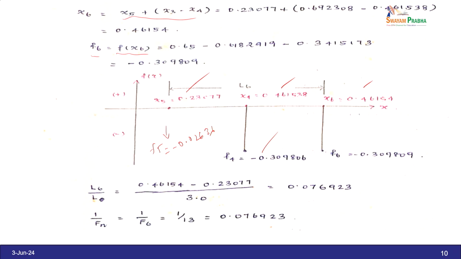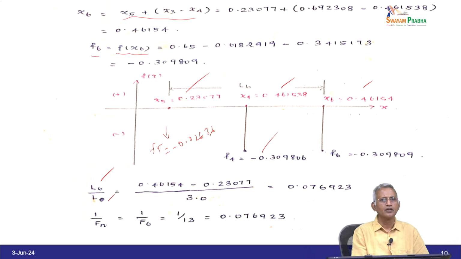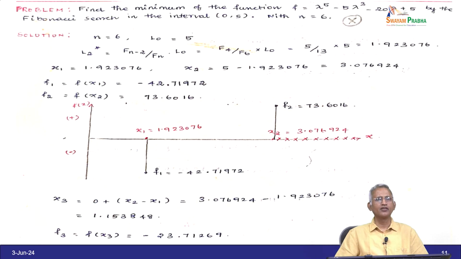Now we compare x5 to x6, so that x6 minus x5 divided by the value of L0. So, L6 you know, L0 you know, substitute it, you have 0.07692. Now, 1 by Fn equals 1 by F6, F6 is 1 by 13 which is equal to 0.76923. So, this is the Fibonacci search of nearest to the value of this.